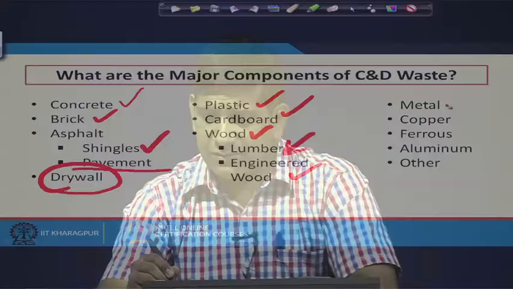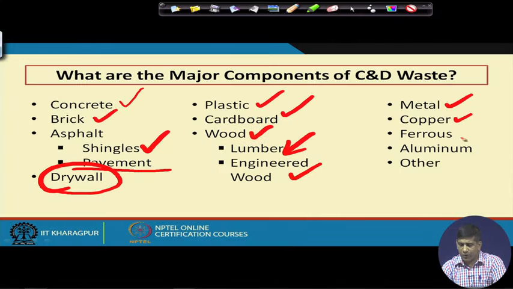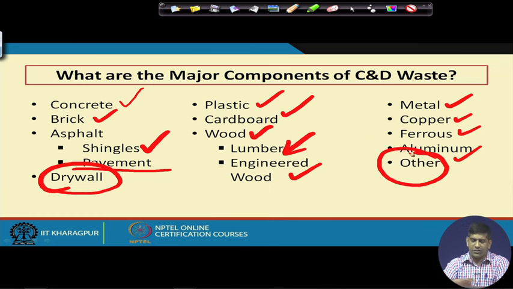Then you will have some metals. You may have some copper from the copper wire, iron, aluminum, and there could be some other sources. So these are the major components. And as you can see, if we can separate these into different fractions, the metals, in terms of copper and ferrous, aluminum, and lumber, engineered wood, plastic, cardboard, each one of these can be easily recycled.